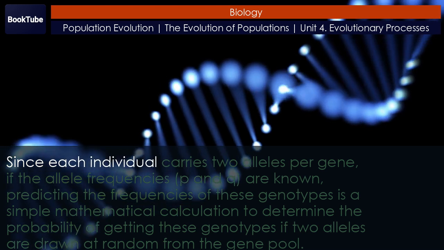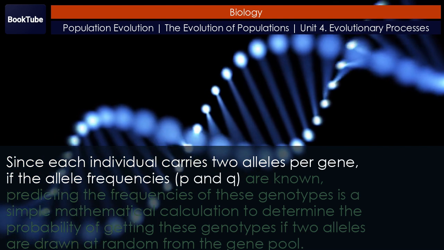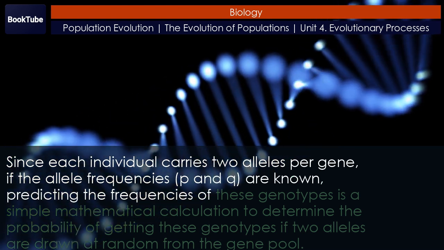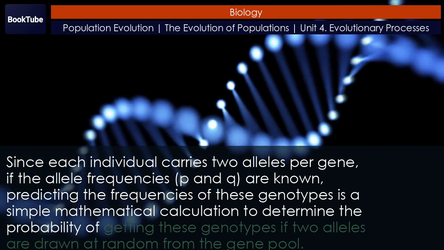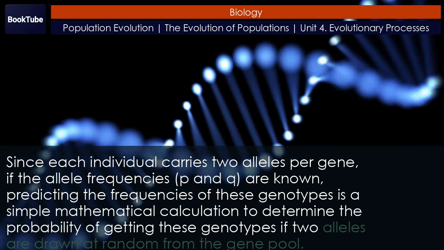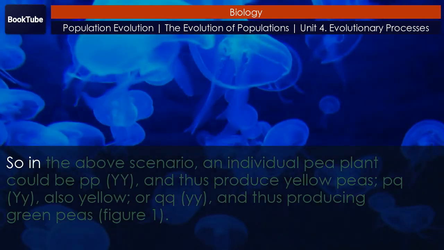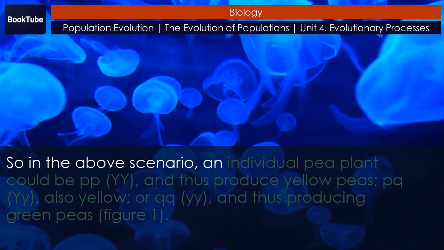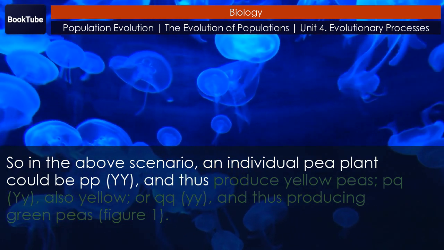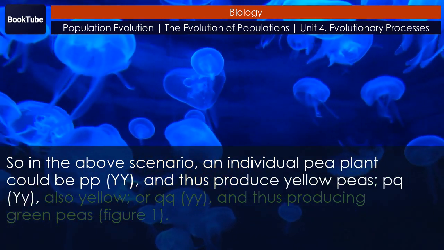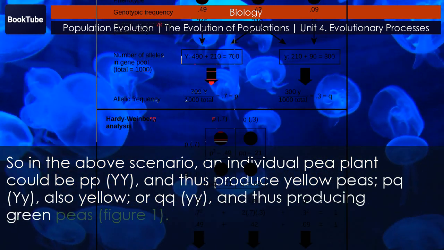Since each individual carries 2 alleles per gene, if the allele frequencies, p and q, are known, predicting the frequencies of these genotypes is a simple mathematical calculation to determine the probability of getting these genotypes if 2 alleles are drawn at random from the gene pool. So in the above scenario, an individual pea plant could be PP, YY, and thus produce yellow peas, PQ, YY, also yellow, or QQ, YY, and thus producing green peas.